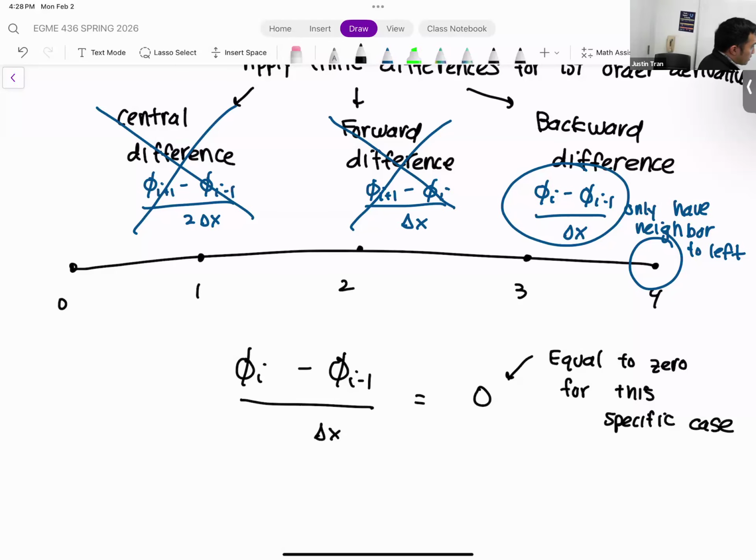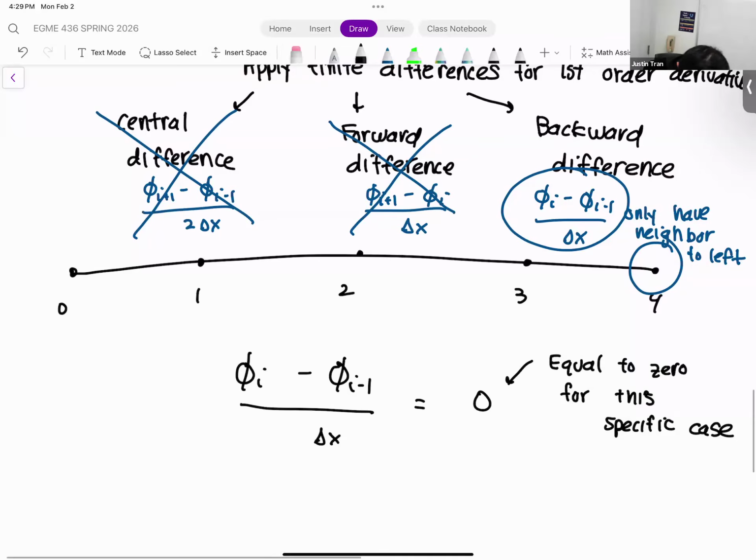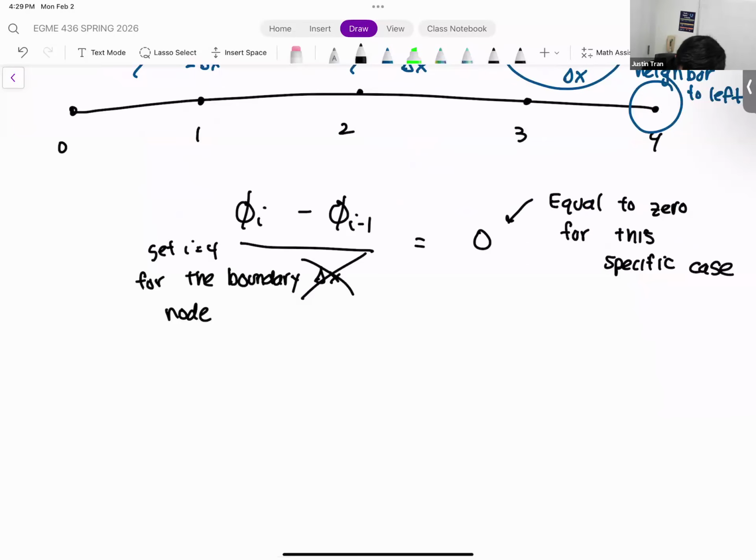So let's go ahead and simplify this. We can multiply both sides by delta x. That's going to get rid of that denominator because the right-hand side is 0, right? And then we are applying this at node number 4. So that means we're going to set i equal to 4, excuse me. And so what we get is an equation, phi 4 minus phi 3 is equal to 0.